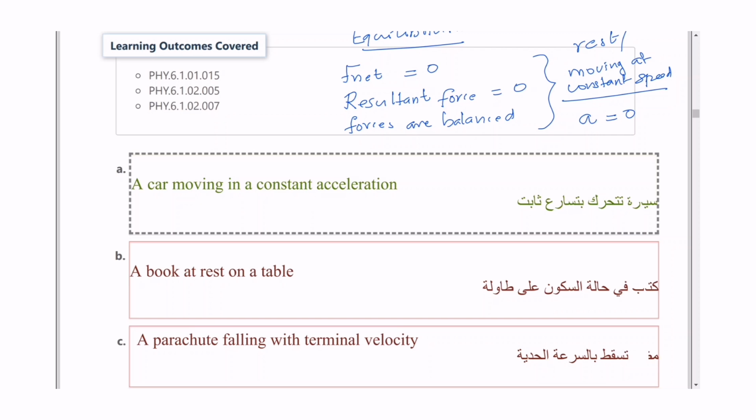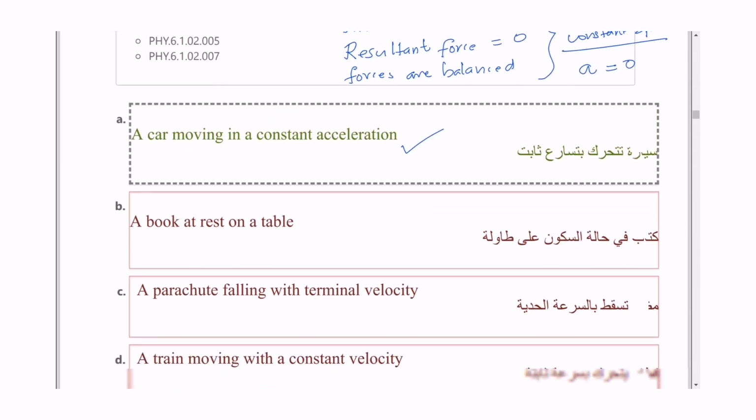So if the object is not in equilibrium, the object will be accelerating. So a car moving with a constant acceleration is a correct statement for an object that is not in equilibrium. If any object is not in equilibrium, the object must have acceleration, or the object must be accelerating.